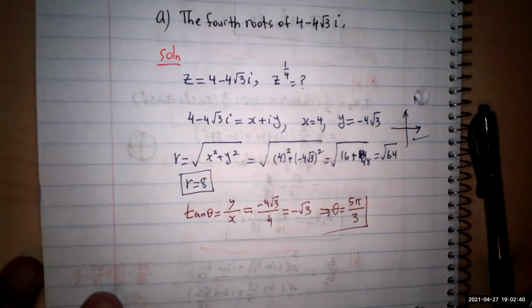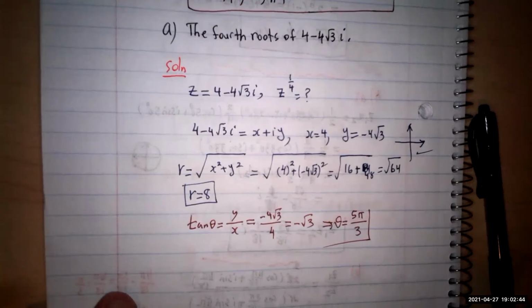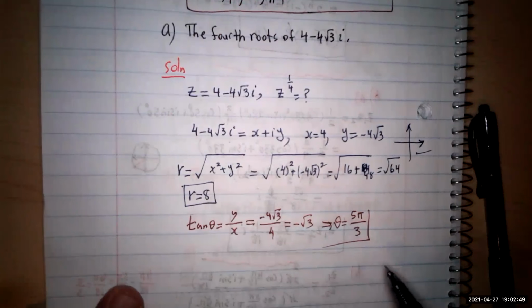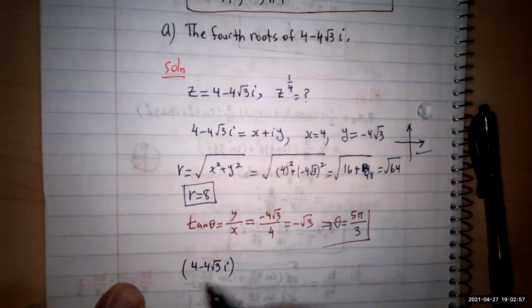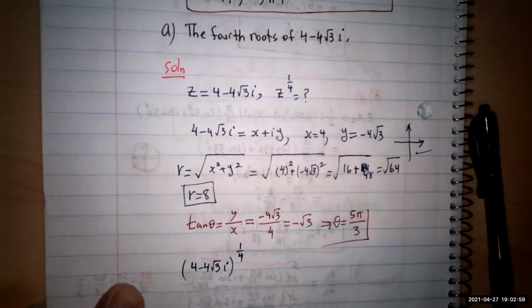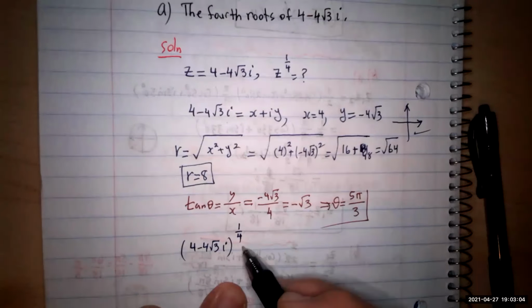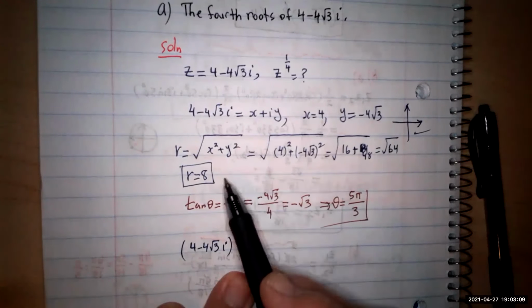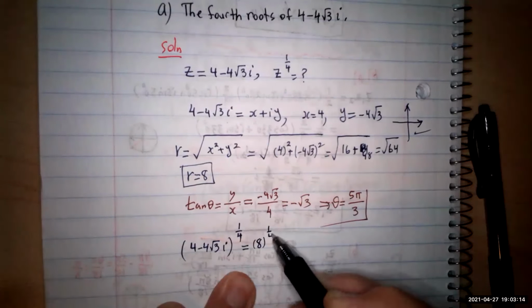Now we are ready to go and write the general formula. Okay, this is going to be the case. Going back, the number was 4 minus 4 radical 3 i. We want to raise it to the 4th root. That gives you the 4th root, and this is going to be equal to r to a quarter. What is r? r is 8. So it's going to be 8 to a quarter.